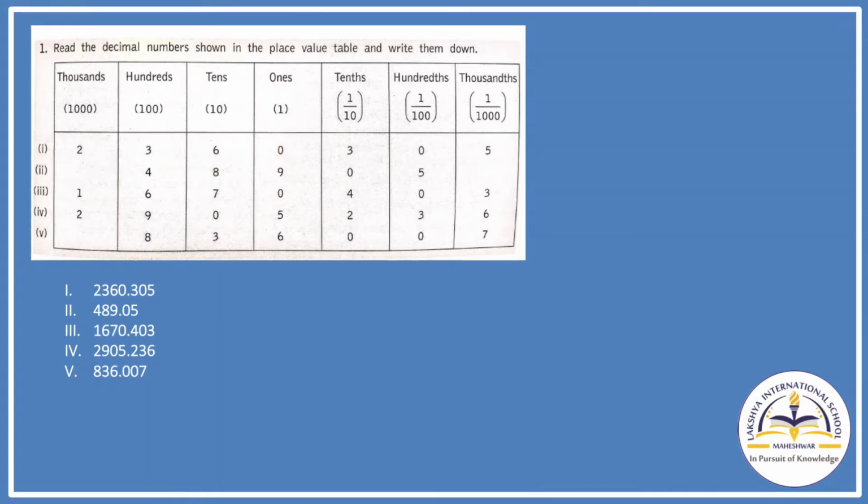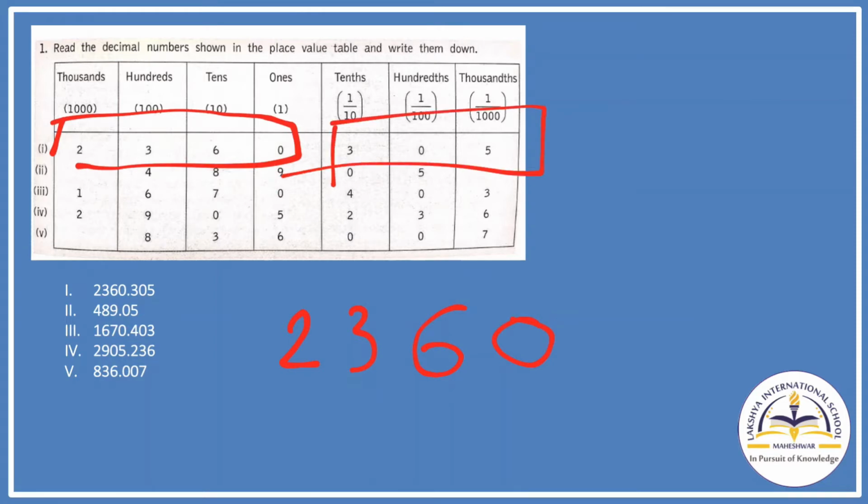So first we will write these numbers. At ones which number is there? 0. Now at tens which number is there? 6. Now at 100 which number is there? 3. Now at 1000 which number is there? 2. So 2360, this one we have completed. Now we will see the next side, that is 1 by 10.